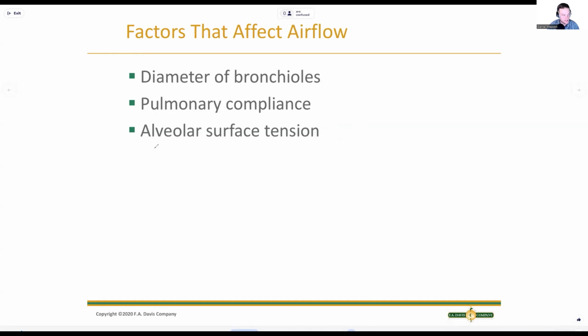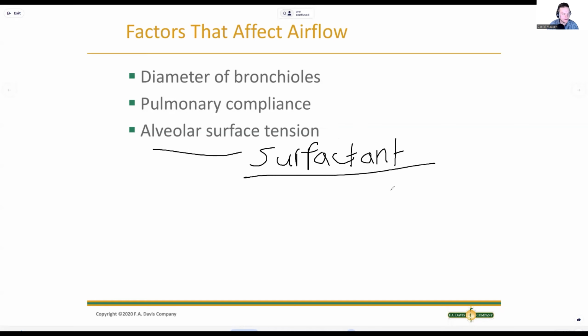Alveolar surface tension is saying this word, it's bolded in the book, but it's surfactant. Surfactant. This is a need to know. Surfactant is a need to know. Okay. Surfactant, all right, is something that is pretty important.